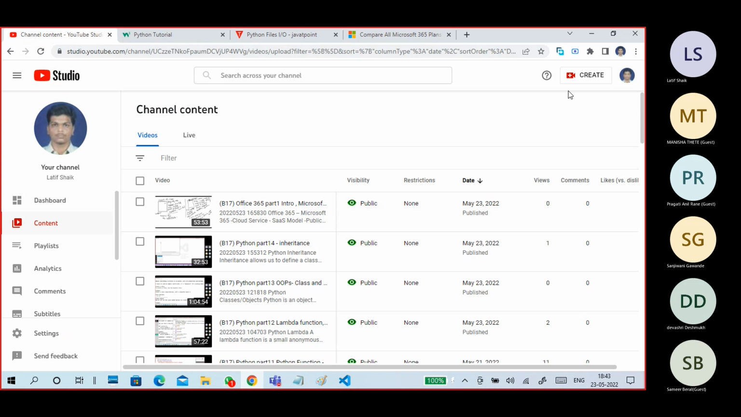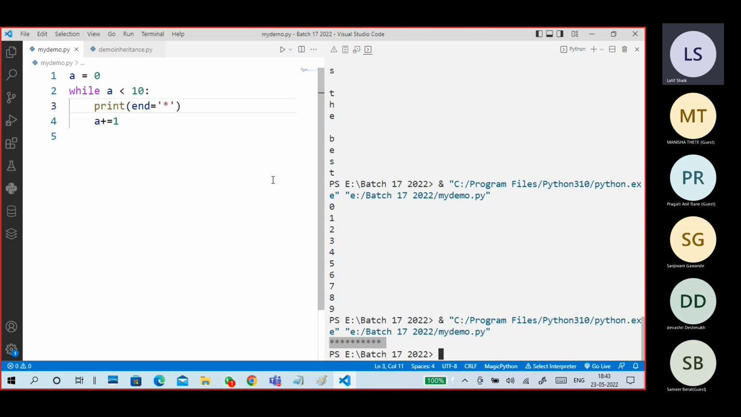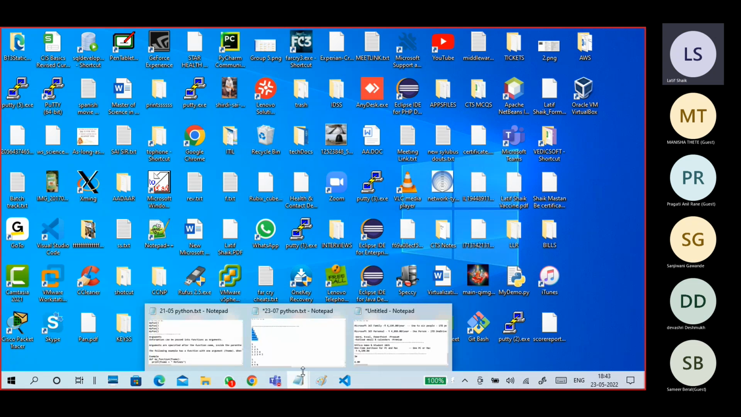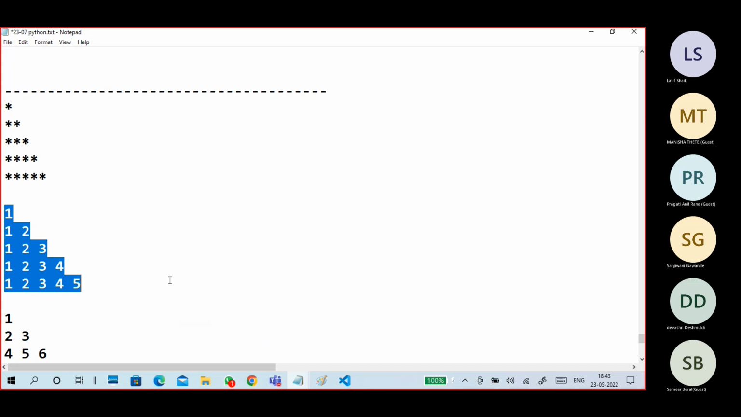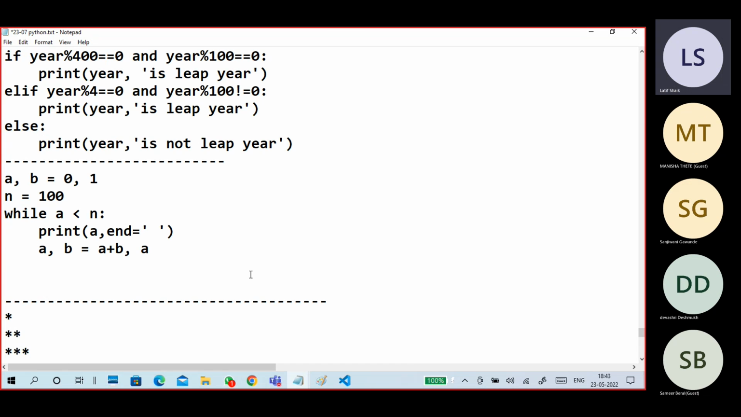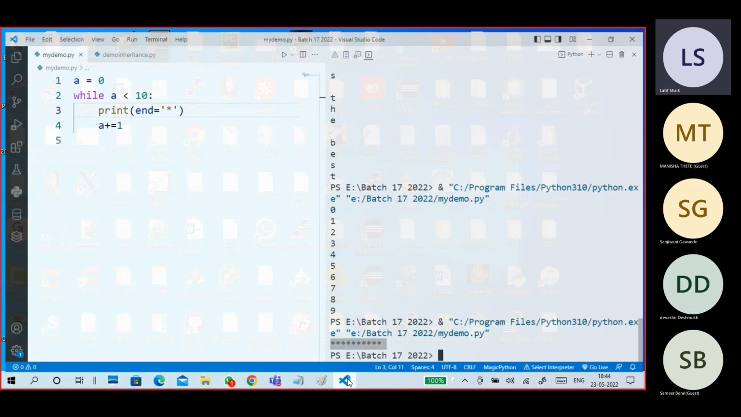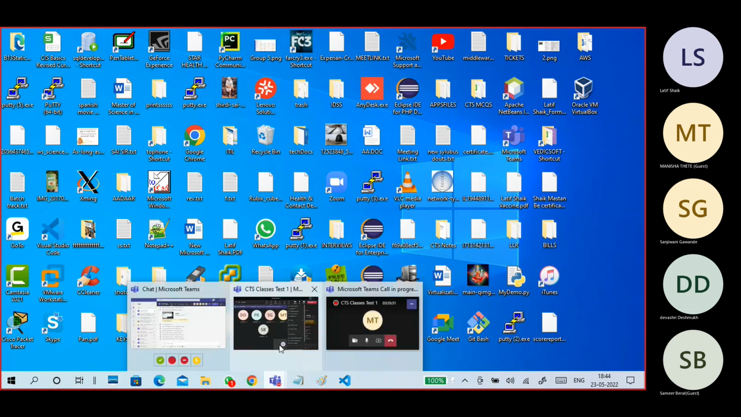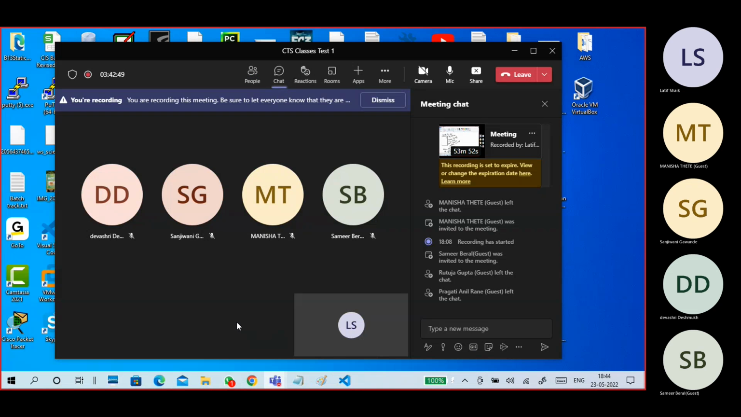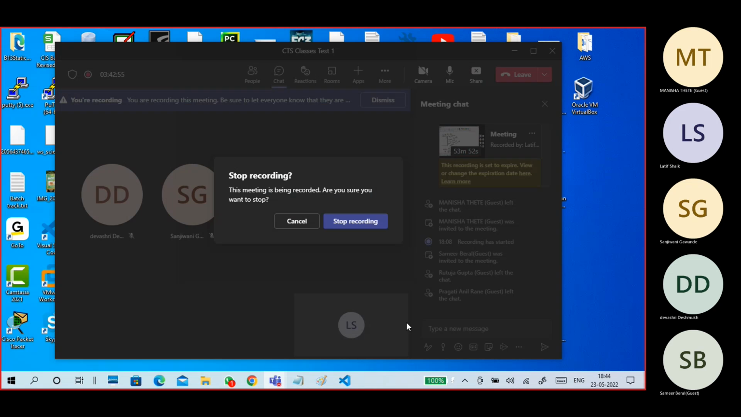I hope you understand your doubt, 2 things: leap year, Fibonacci series logic, prime numbers logic. Any doubts, guys? Please tell me. No, sir. Okay, good. Any doubts?